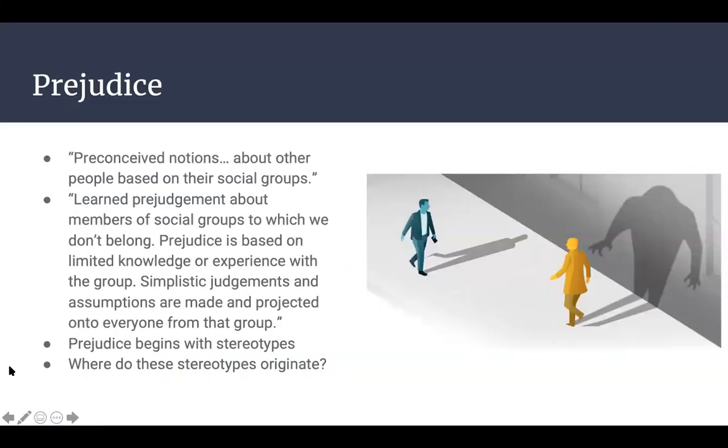So what is prejudice? The book says that prejudice is or are preconceived notions about other people based on their social group. So, what does that mean? Preconceived notions. So, those are ideas that we have about other people simply based on whatever group that they are associated with, right? For example, you have a preconceived notion about me because I'm a professor, right? So, you think automatically some type of way about me. And you can apply that to any group, right?